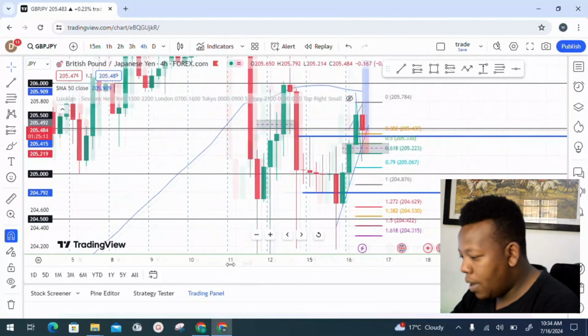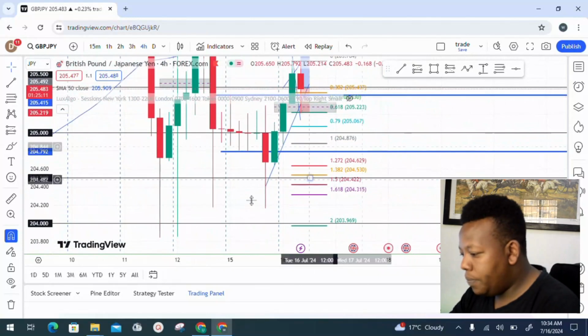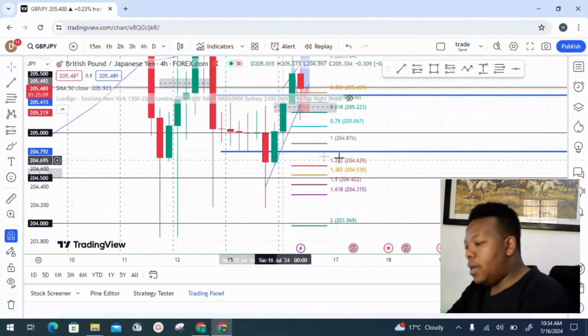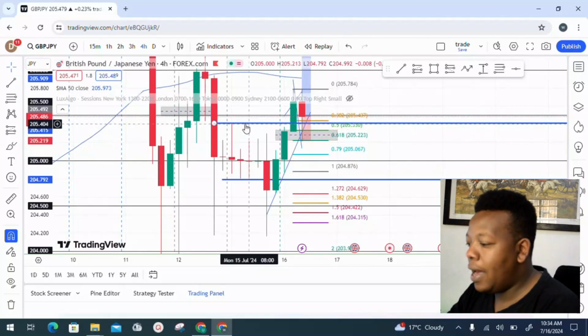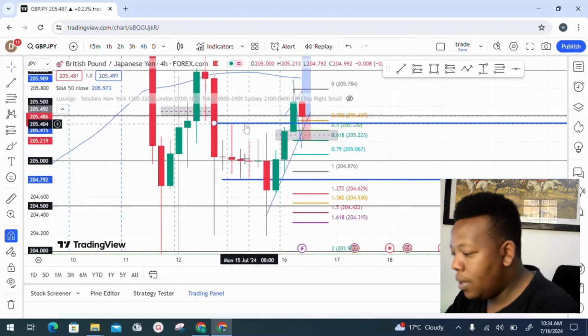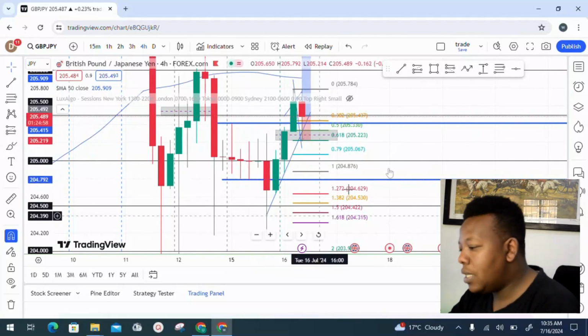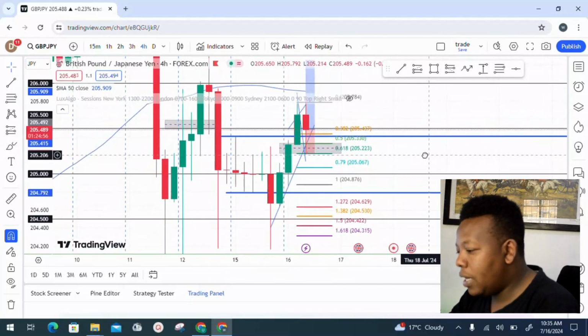You can see from here we have this one. This is on Monday, and you can see I've drawn these two lines. This is the high of the week from yesterday, and this is the lower low. So what you just need to do is wait before you get into a trade.